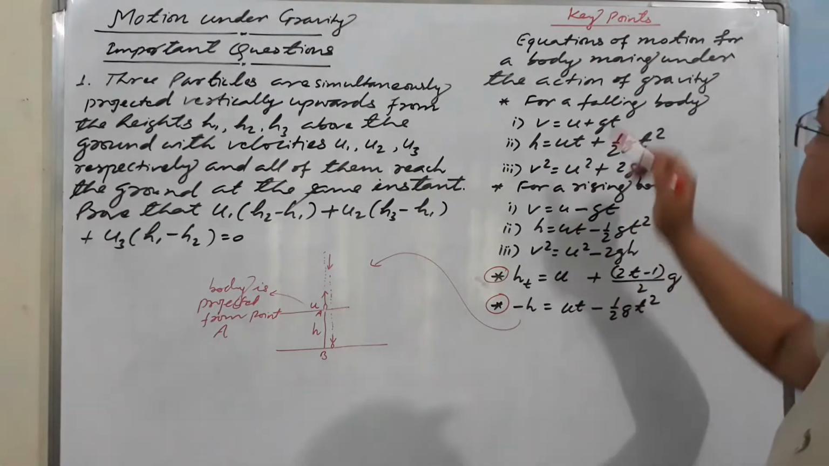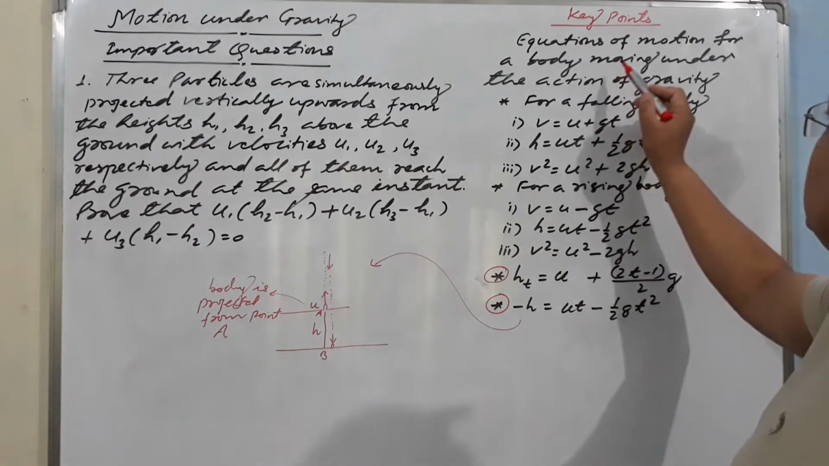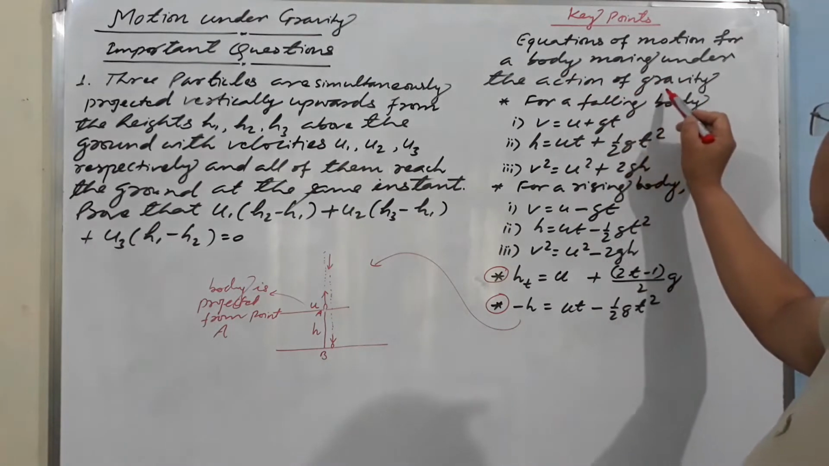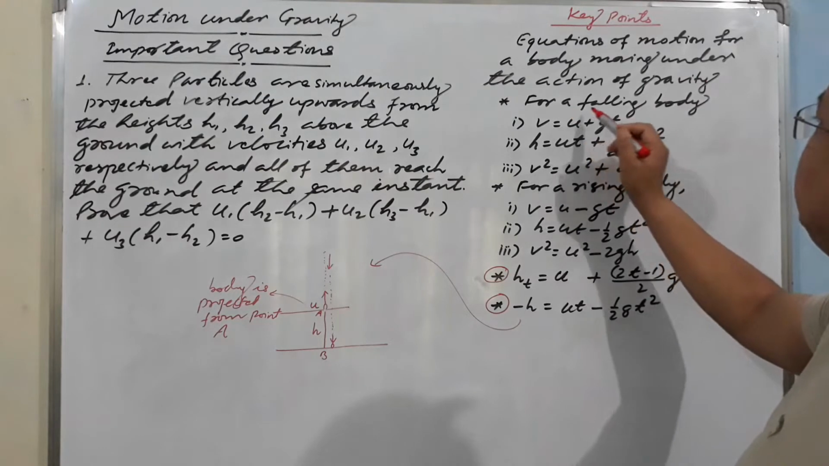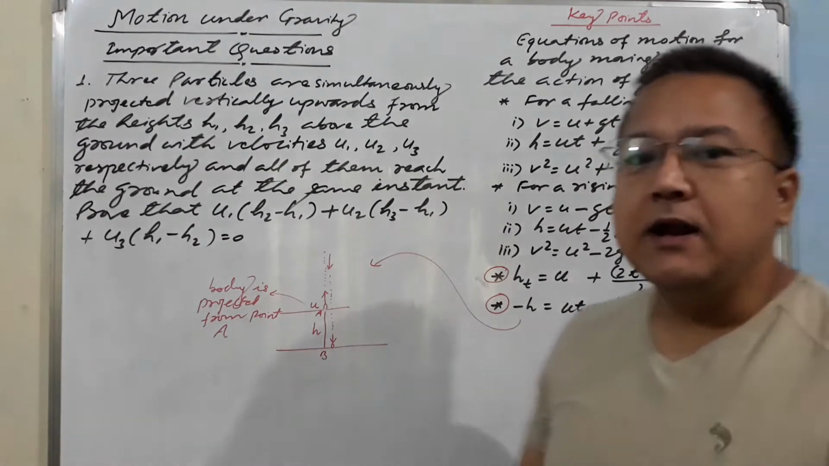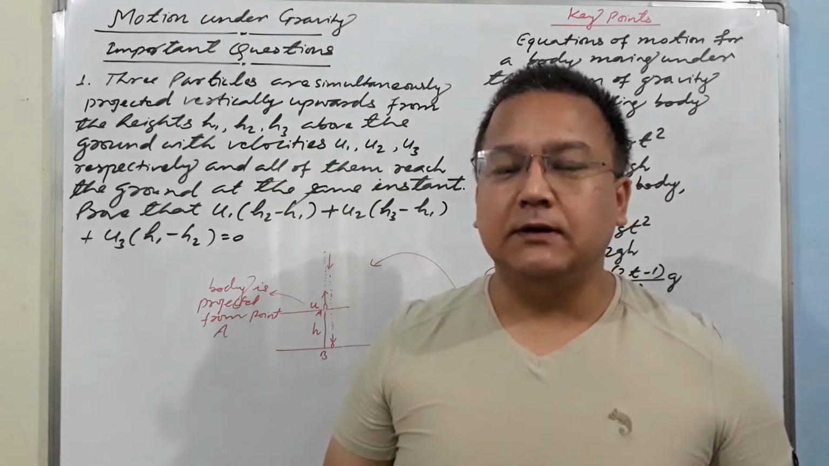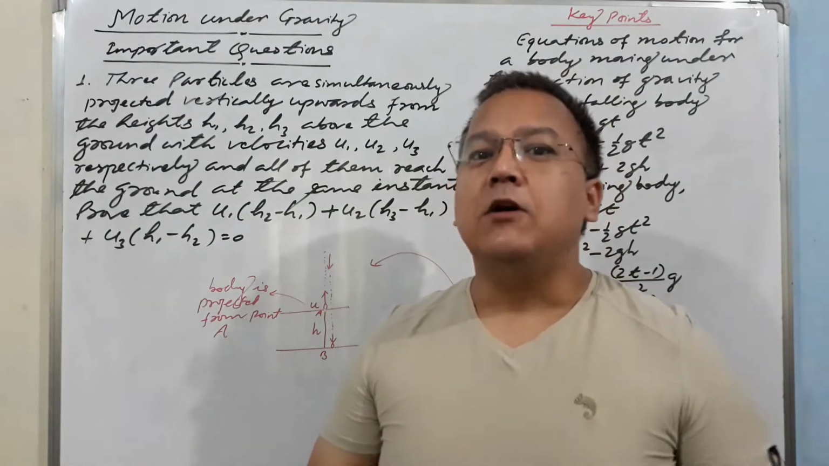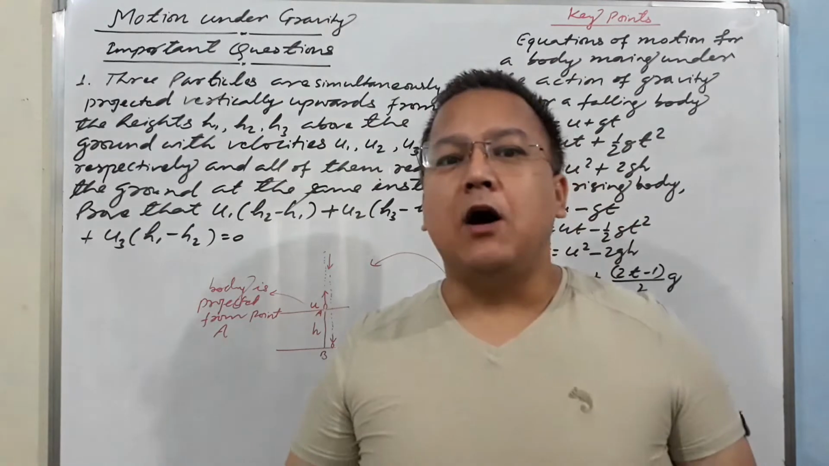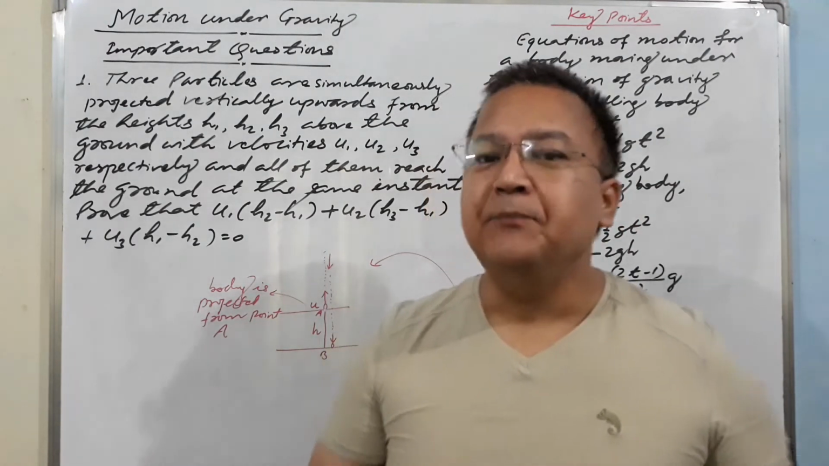You can say these important things are formulas or important key points. Equations of motion for a body moving under the action of gravity, right? When we talk about motion under gravity, we have two types of body: one falling downwards under the influence of gravity, and another, if we throw any object vertically upwards, that will be your motion against gravity, right?